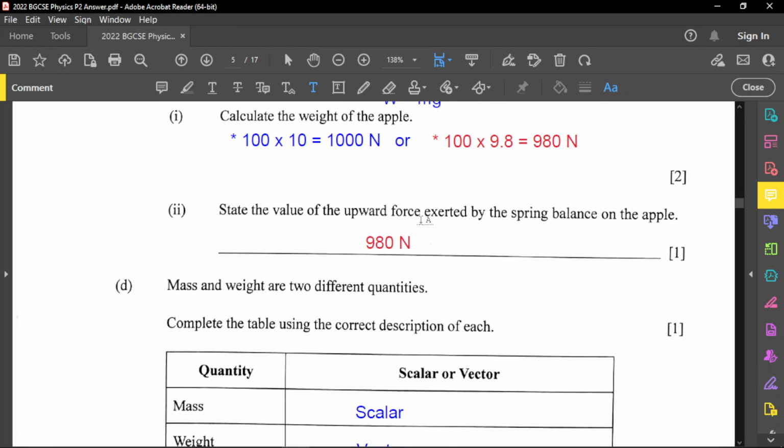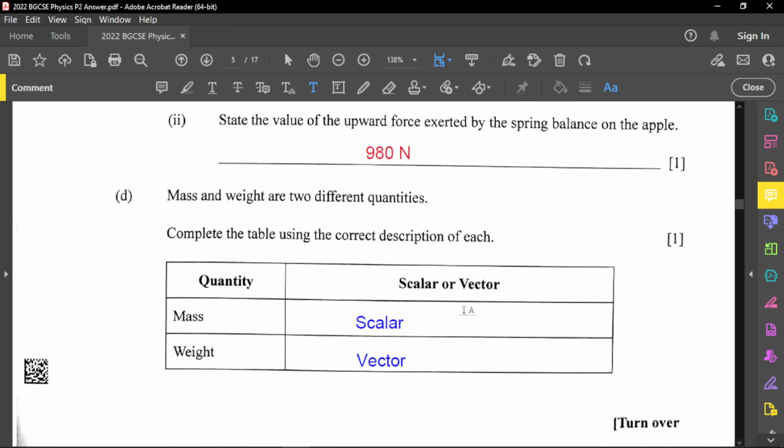State the value of the upward force exerted by the spring balance on the apple. It is equal to the weight, because the upward force must equal the downward force. And so if 980 is the weight, then 980 must be the force exerted by the spring on the apple as well. Part D, mass and weight are two different quantities. Complete the table using the correct description of each. On the column on the right, it says scalar or vector. Mass is a scalar because it's only a magnitude. Weight is a vector because it has both magnitude and direction. Again, weight is a force.